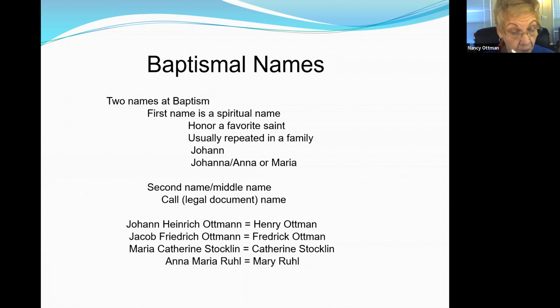As an example, Johann Heinrich Ottman, here we call Henry Ottman. Jacob Friedrich Ottman, we call Friedrich Ottman. And Maria Catherine Stocklin, we call Catherine Stocklin. And note the Catherines, sometimes they're spelled with C, sometimes with K. Don't care, that's still the same name. And Anna Maria Rule, we would call Mary Rule.